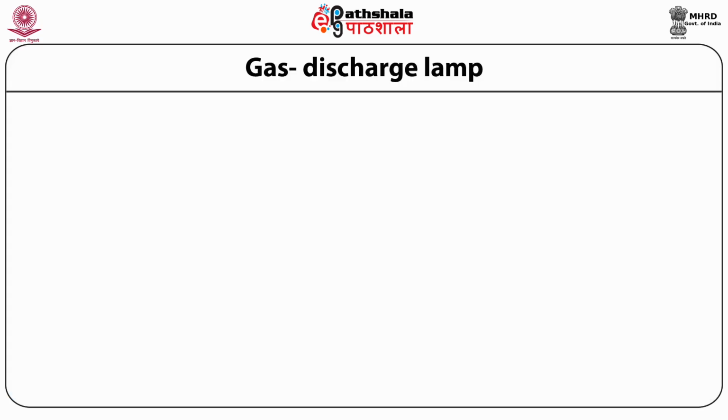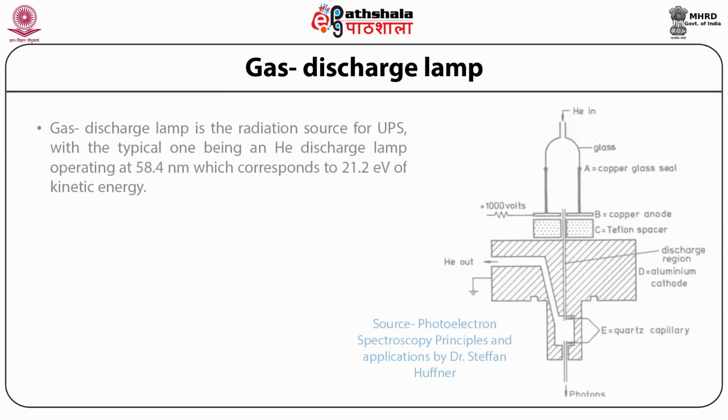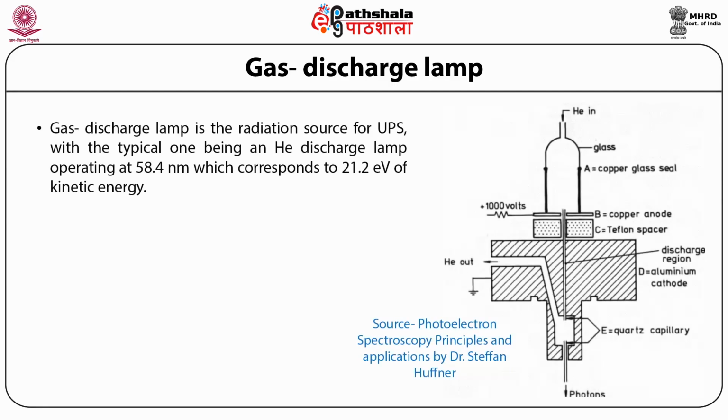The gas discharge lamp. Out of all the sources, we will discuss gas discharge lamps in brief. As shown in the slide, the gas discharge lamp is the radiation source for UPS, with the typical one being a helium discharge lamp operating at 58.4 nanometer, corresponding to 21.2 electron volt of kinetic energy.